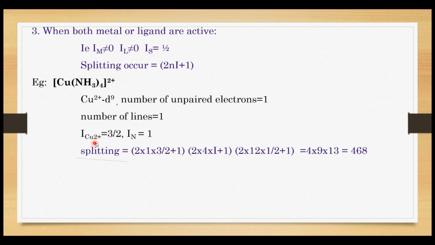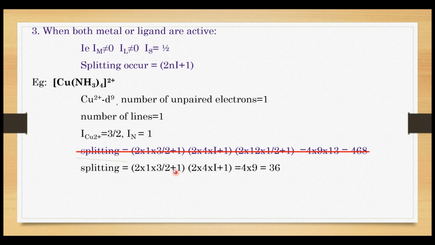I value of copper 2+ is 3/2, I value of nitrogen is 1, I value of hydrogen is 1/2. So splitting will be first according to copper, then with nitrogen and then with hydrogen. So the value will be 468. Actually this much value does not come. The number of splitting will be only due to copper and nitrogen. Here hydrogen is not participating in splitting, only copper and nitrogen are, and here we are getting a value of 36. That is the actual number of lines that we are getting for this compound.